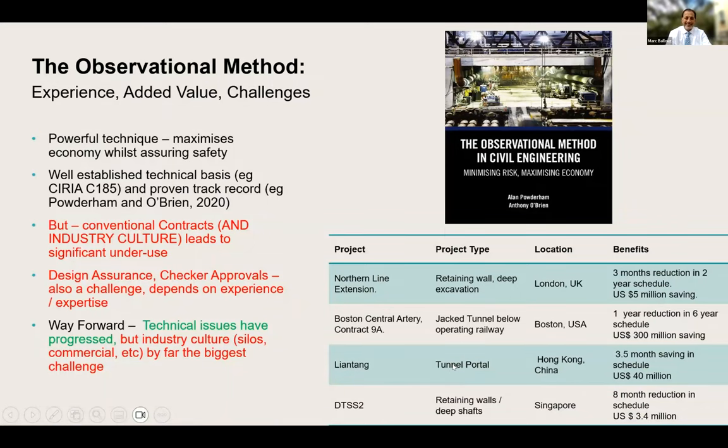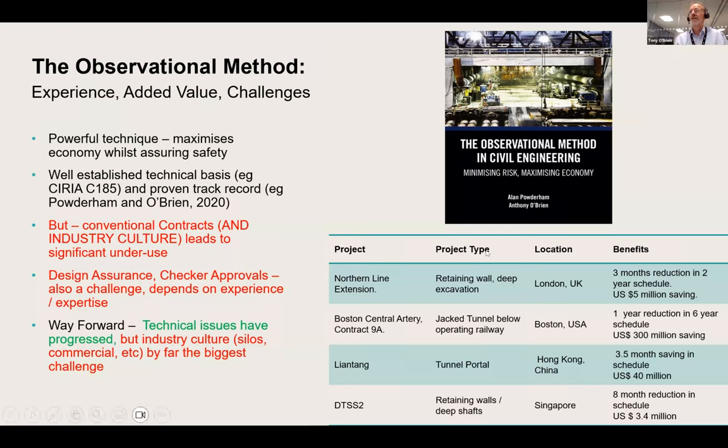Yeah, the client particularly. The bottom right of this slide is just a tiny selection of projects where the observational method has been successfully used in different parts of the world. These are big projects with big time savings, typically several months. That generates huge value, huge cost savings and time savings, and reduces disruption to local communities. So you might ask yourself, if the OM can generate such fantastic benefits, why don't we use it on every project?